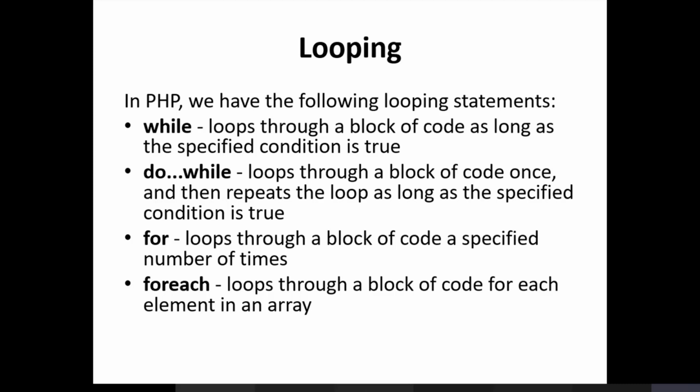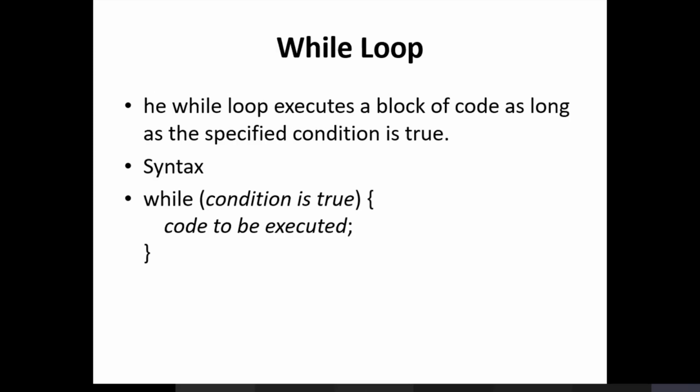So let's go into detail on these looping statements. The first one is the while loop. The while loop executes a block of code as long as the specified condition is true. So the while loop keeps on executing the block of code until the condition is true, and as soon as the condition becomes false, the control comes out of the block of code. So the syntax is while, then the condition. If this condition is true, then the code is executed. The code is written in parentheses.